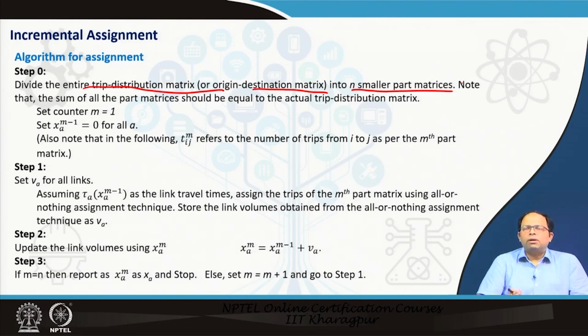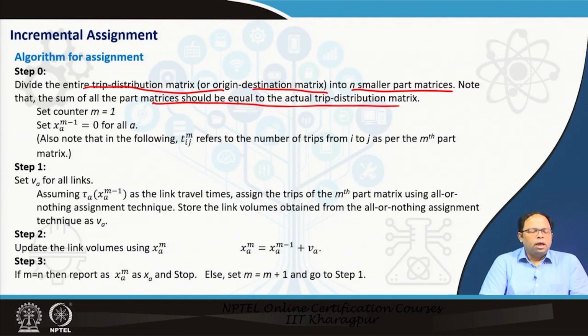Then we can have equal values, or we can gradually reduce it, because, as you have seen from the BPR equation, the speed reduction is not drastic. It remains the same till the volume approaches capacity, and then gradually it dips. So for the first part we can take a larger chunk and divide a larger piece of the interzonal travel volume at the beginning. So we divide it into n smaller parts, and the sum of all these matrices should be equal to the actual trip distribution matrix.